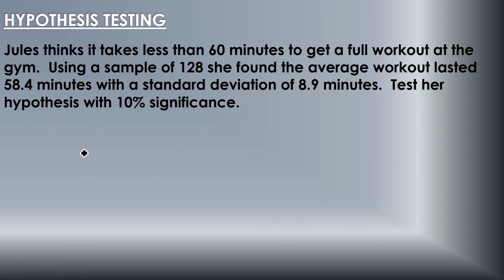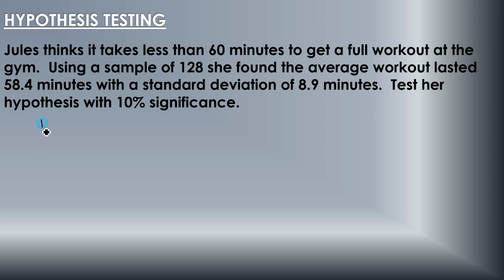All right, our next example. Jules thinks that it takes less than 60 minutes to get a full workout at the gym. Using a sample of 128, she found the average workout lasted 58.4 minutes with a standard deviation of 8.9 minutes. Let's test her hypothesis with 10% significance.